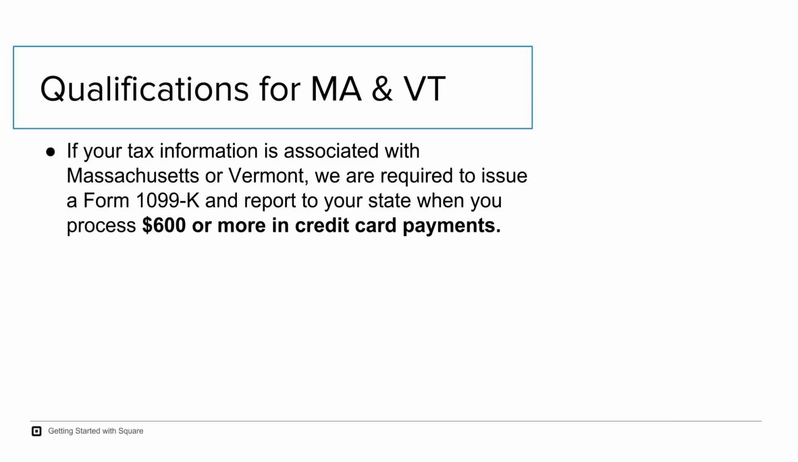However, last year there was a change in legislation and two states updated their requirements. If your tax information is associated with Massachusetts or Vermont, Square is required to issue a Form 1099K and report to your state when you process $600 or more in credit or debit card payments. Again, keep in mind, these reporting thresholds are based on the total gross sales volume processed under the same TIN. If you have multiple Square accounts with the same TIN, each account will count towards the gross credit card threshold.